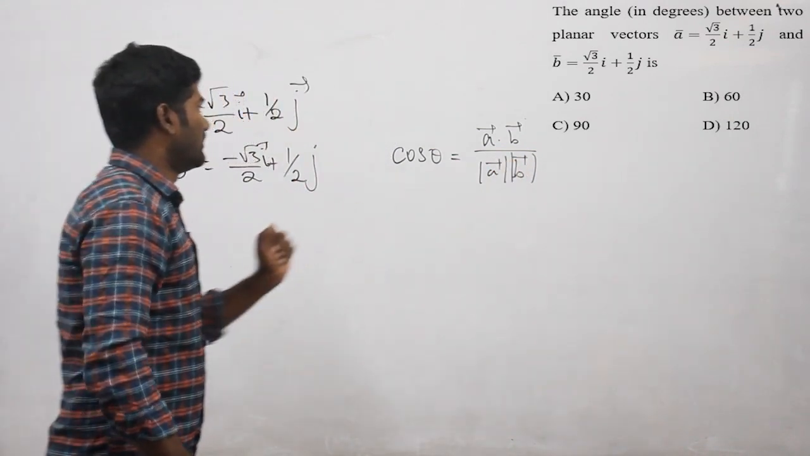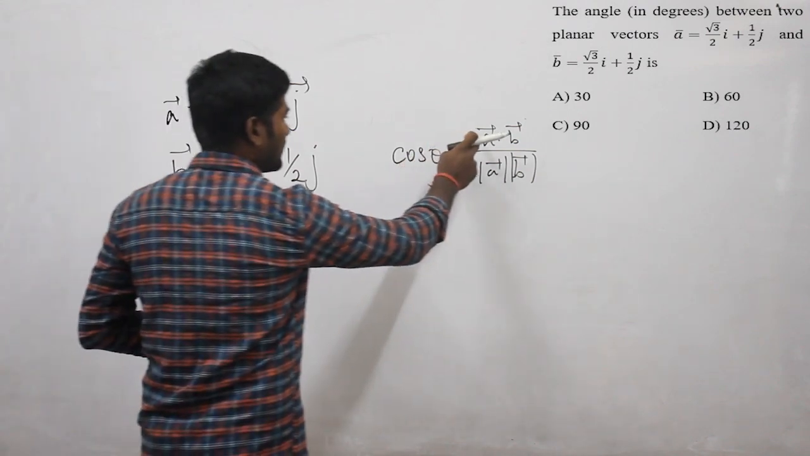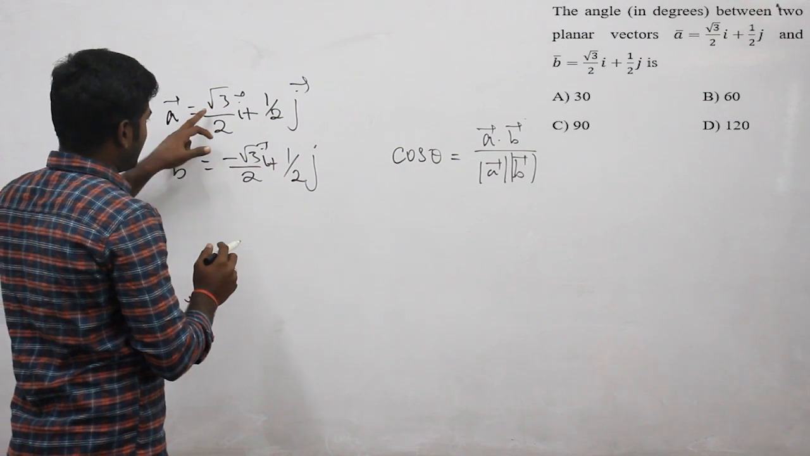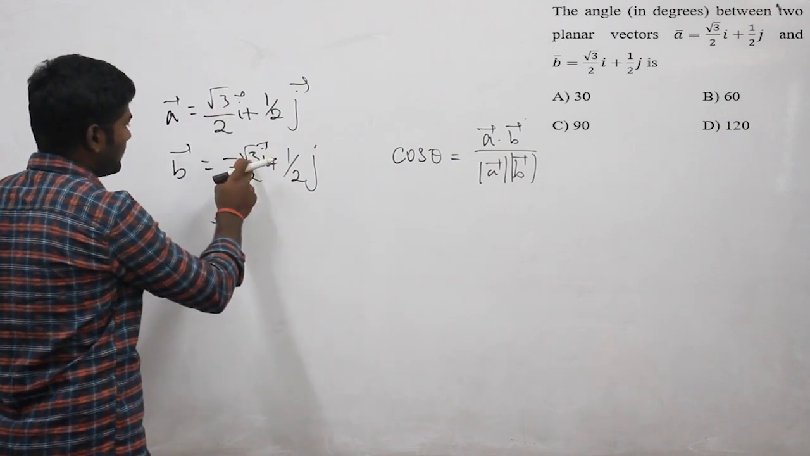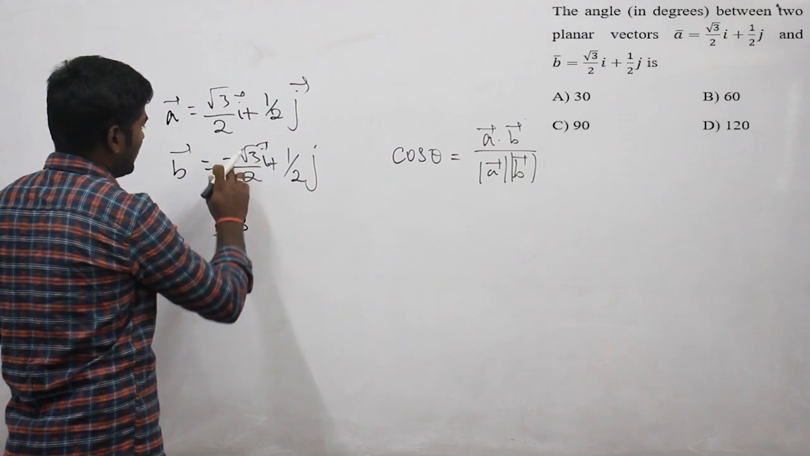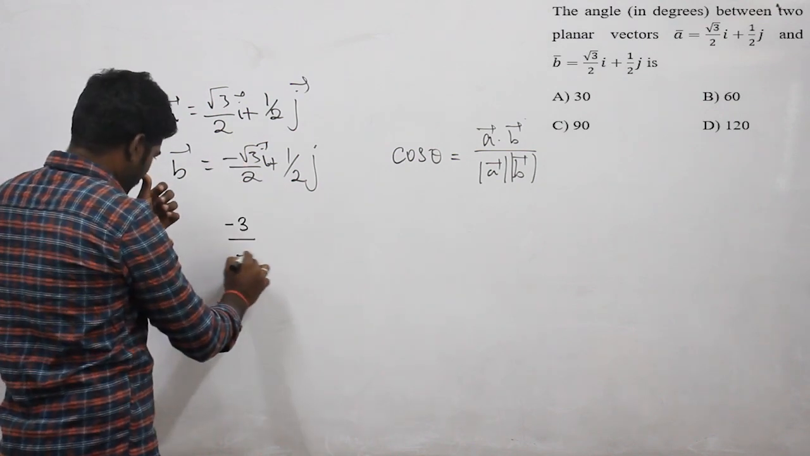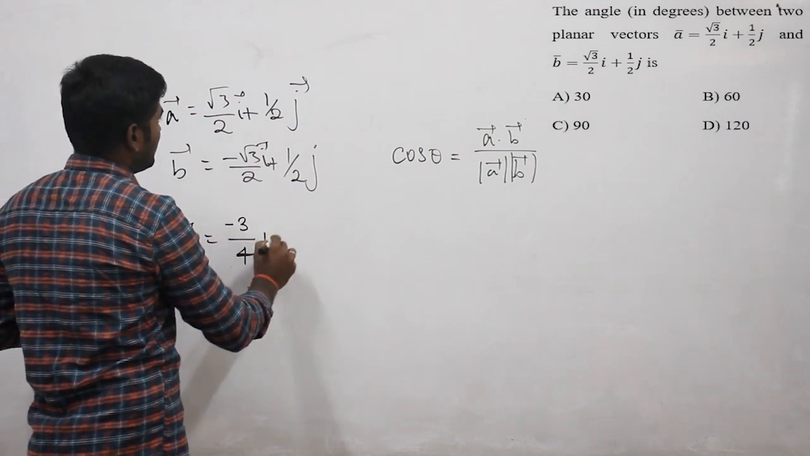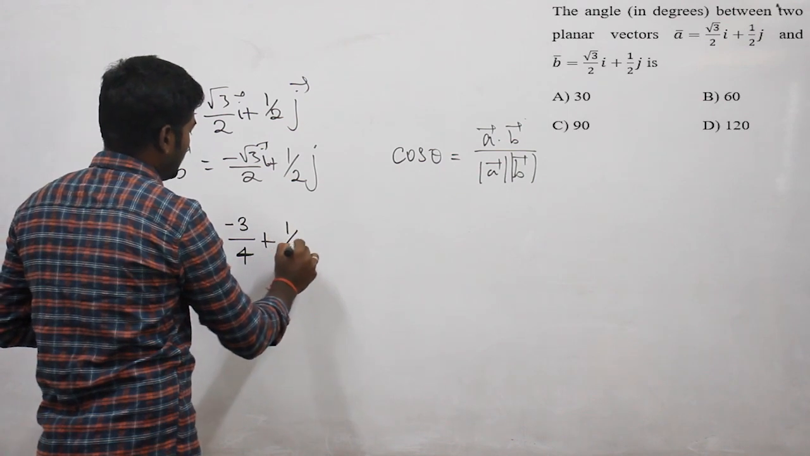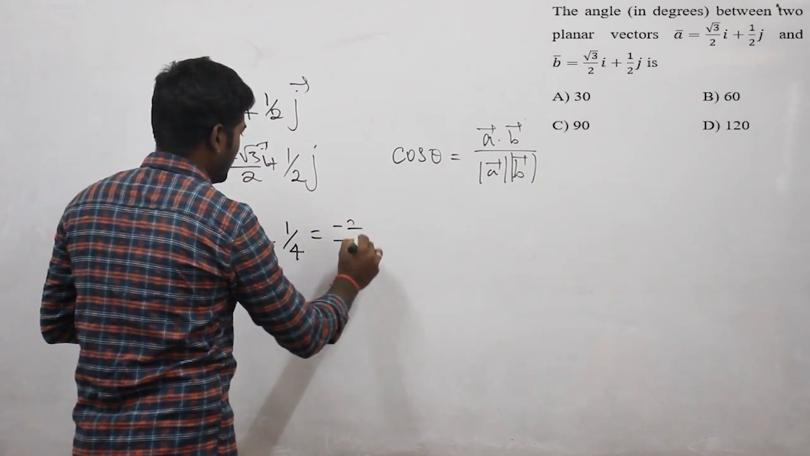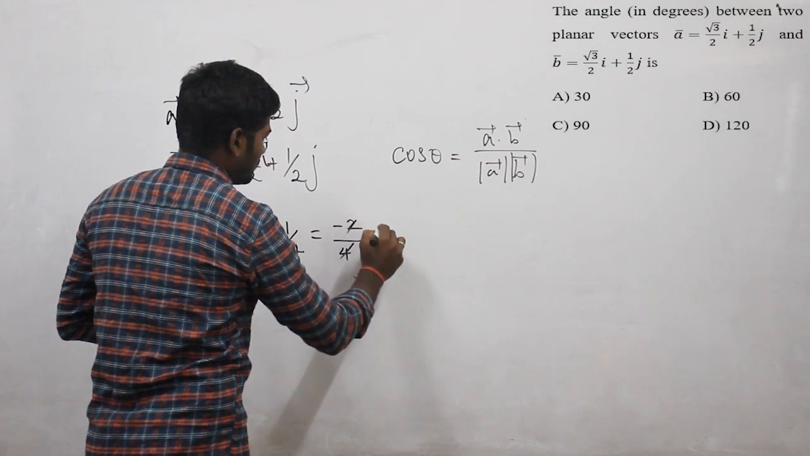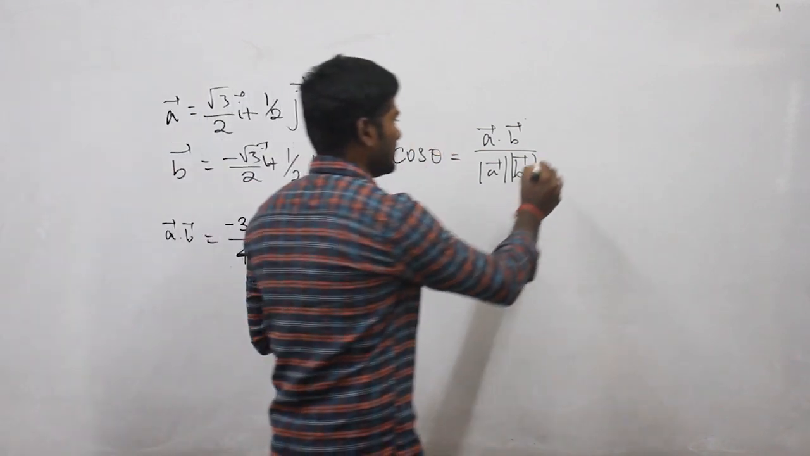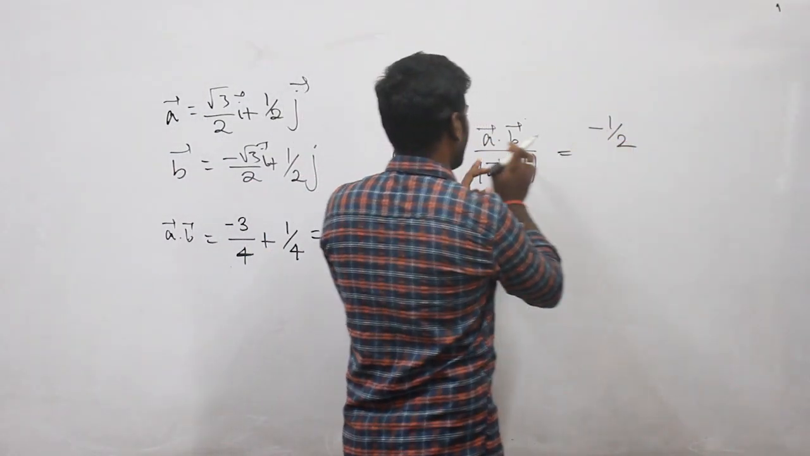This is the formula. So first, in the numerator you have A dot B, right? If you take A dot B, i vector dot B vector, multiply these two, root 3 into root 3, so 3, and minus 2 into 2, 4, so this is A dot B vector, plus 1 by 2 into 1 by 2, that is 1 by 4. So if you take minus 2 by 4, if you simplify, the answer is minus 1 by 2. So this is the answer for the numerator, that is minus 1 by 2 is the answer for A dot B.